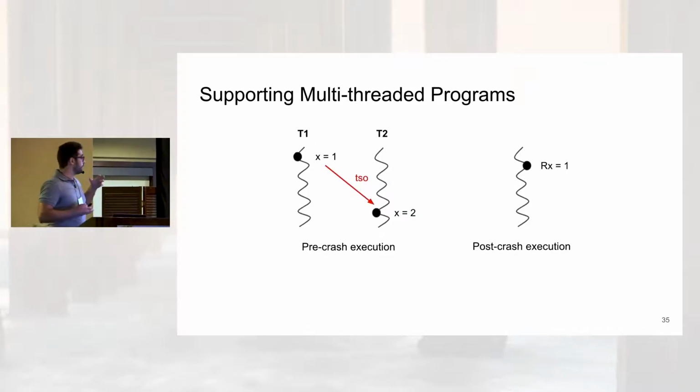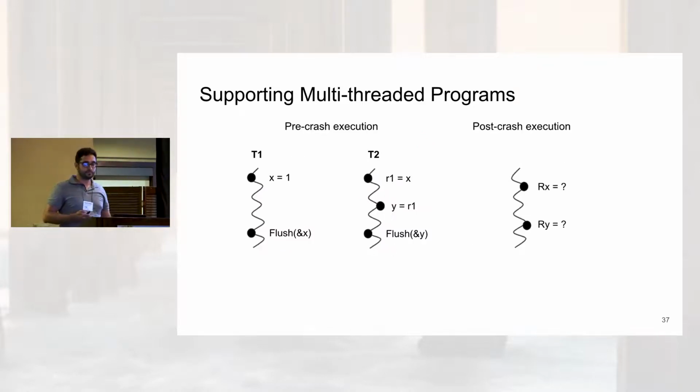For example, suppose that in the pre-crash execution, X equal 1 is TSO ordered before X equal 2, and then the program crashes. When the post-crash execution reads from X equal 1, we can infer that in an equivalent execution, T1 should crash after X equal 1, and T2 should crash before X equal 2. If we only use TSO ordering to deduce constraints for stores to the same variable, it wouldn't be enough.